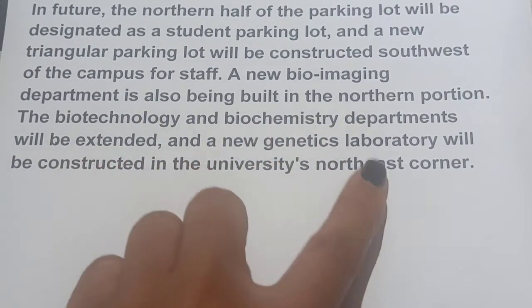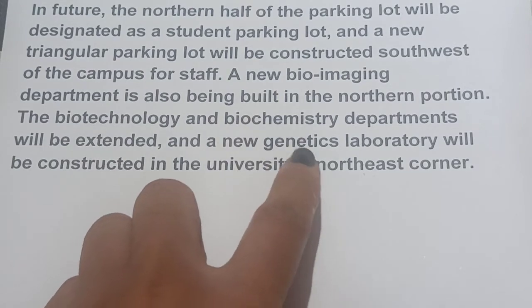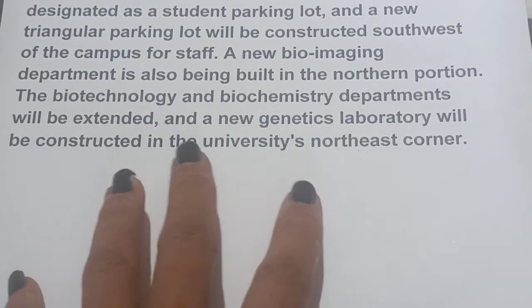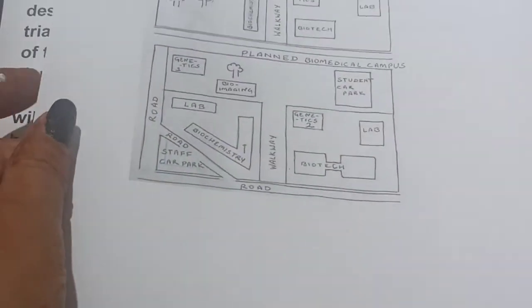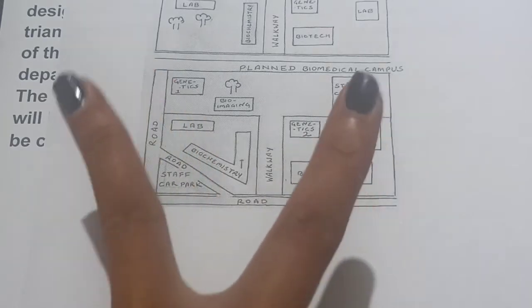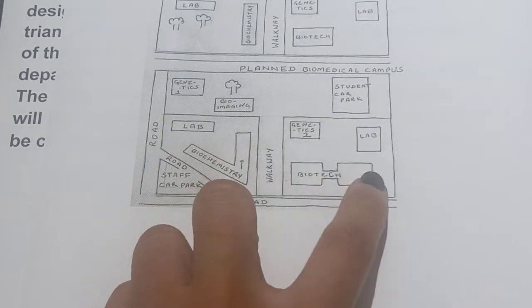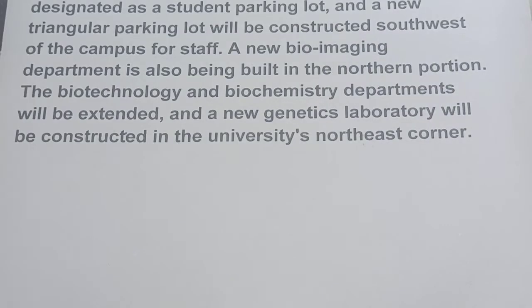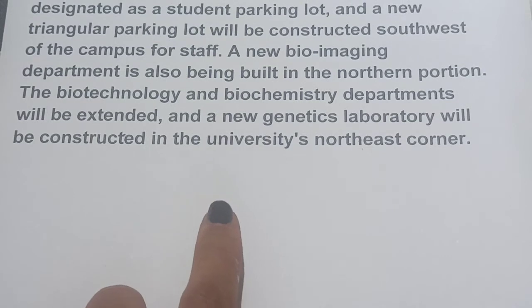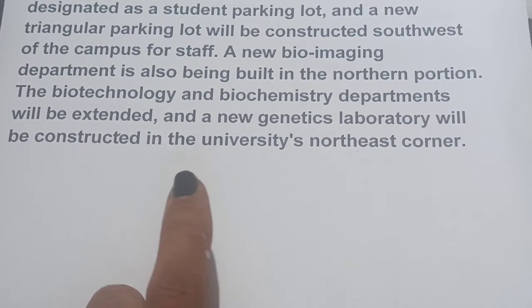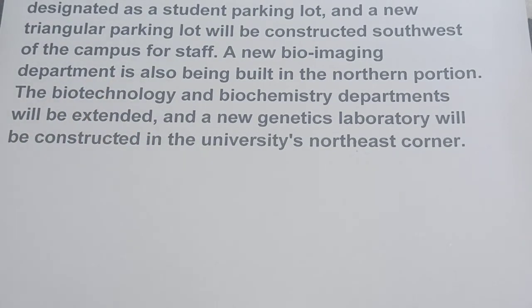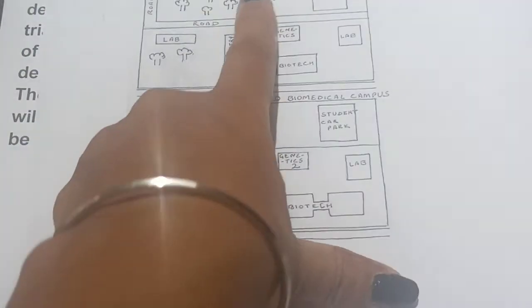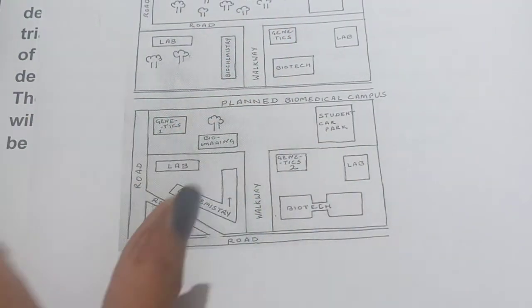The biotechnology and biochemistry departments will be extended and a new genetics department will be constructed in the university's northeast corner. So we have seen that the biotechnology and biochemistry departments will be expanded. This is also expanded and this is also expanded. And a new genetics department, it's not a laboratory, it's a new genetics department we can say, will be constructed in the university's northeast corner. So this is the northeast corner of the university.